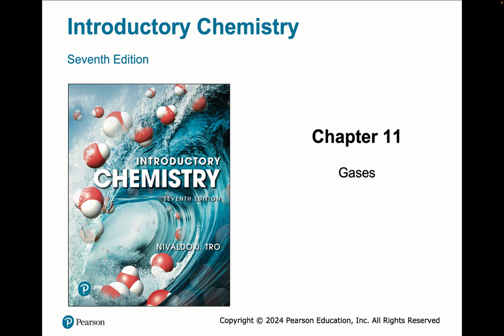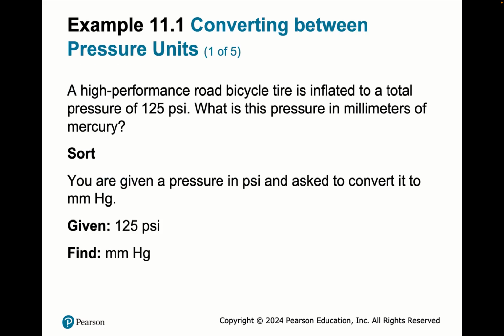All right, we're on to chapter 11 with gases. So start off with converting between units. Pressure is 125 psi, that's pounds per square inch. What is this in millimeters of mercury?